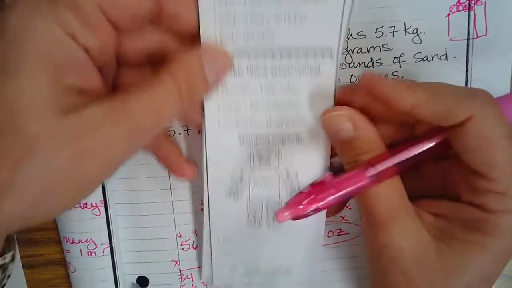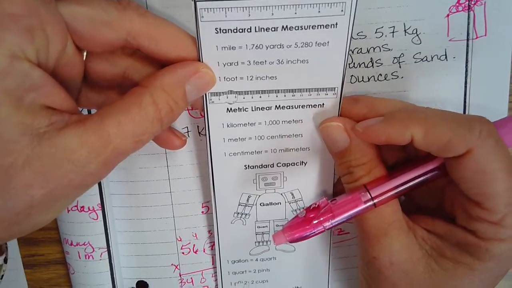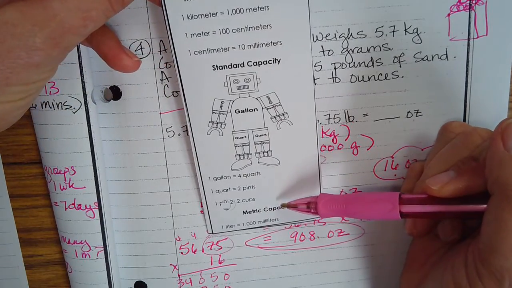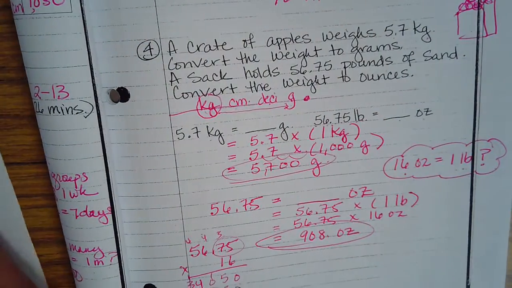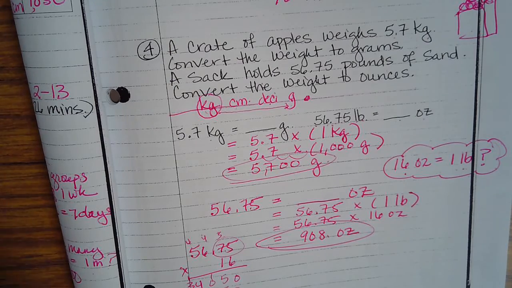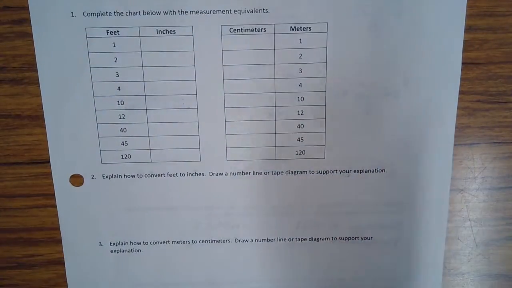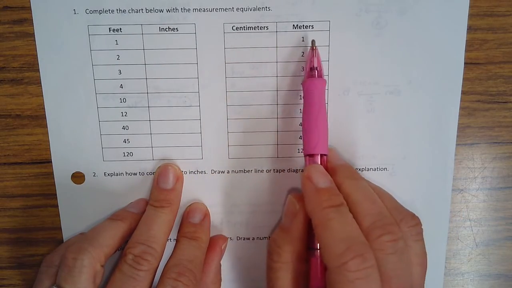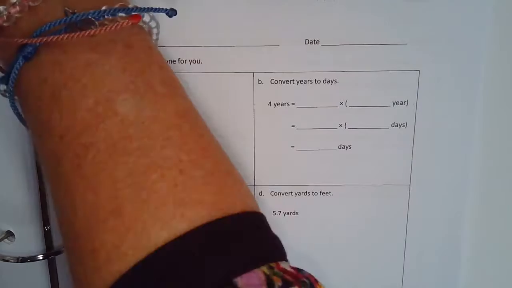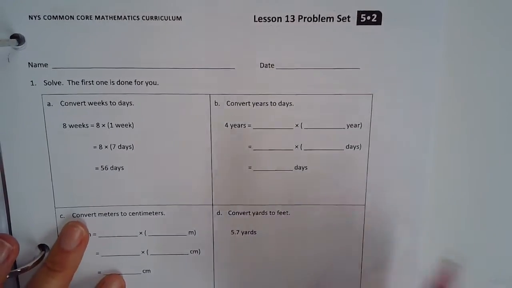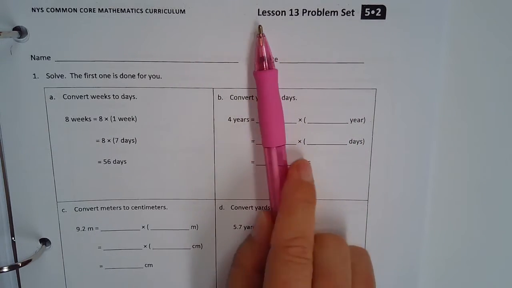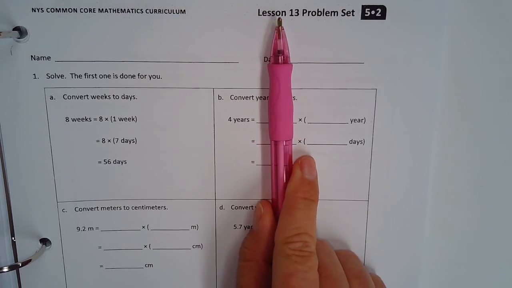All right, so please feel free to use your bookmark here with standard linear measurement, metric linear measurement, standard capacity, and metric capacity for our problem set. So let's just walk through the problem set really quick. In the problem set, you are going to start out with converting feet to inches and meters to centimeters. They changed it from the old problem set to here is our new problem set. Module 2, Lesson 13, problem set.